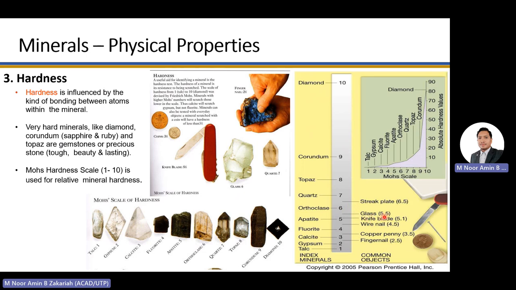Glass, we have 5.5, and streak plate 6.5. So based on this, please memorize this, the Mohs scale in terms of the absolute hardness.